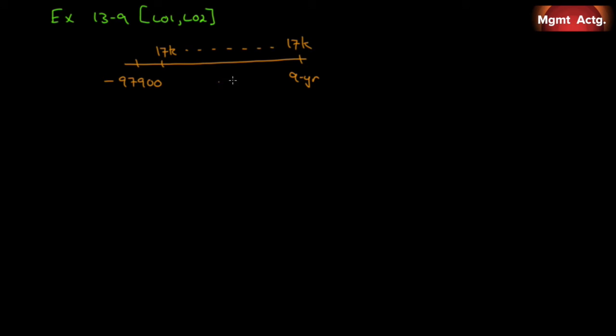Let me see if we got that on the timeline right. We're going to spend $97,900 today over a 9-year period, which will generate $17,000 in cash flow per year for the 9 years, with it doesn't look like any salvage value. So there's the timeline.